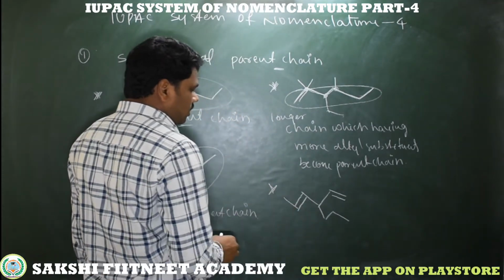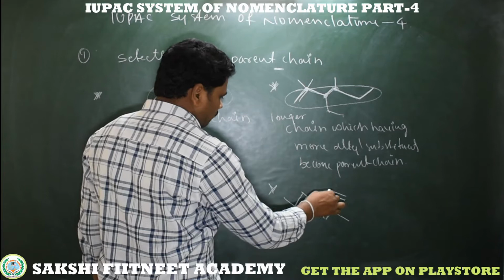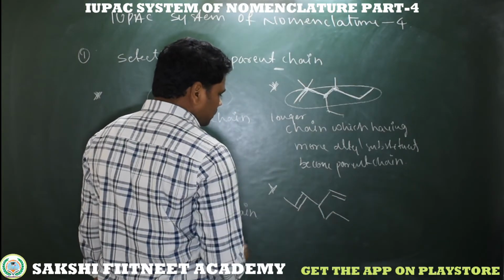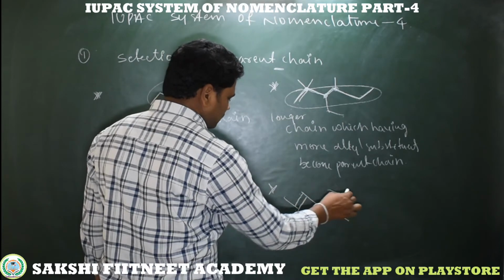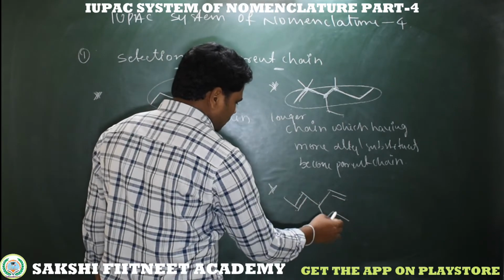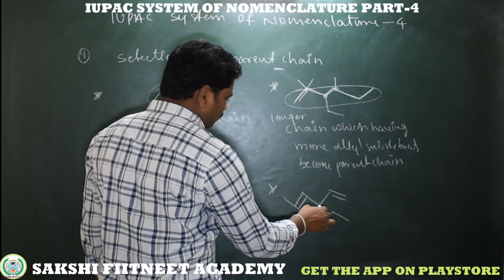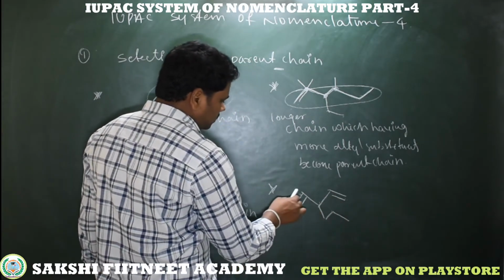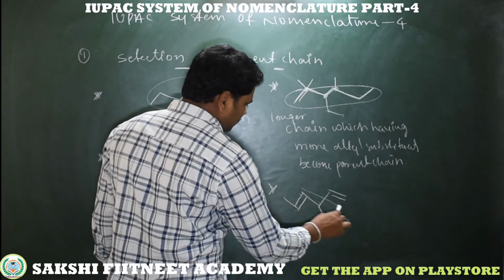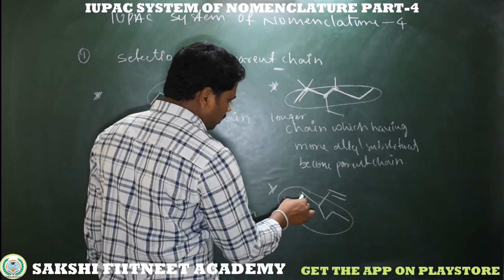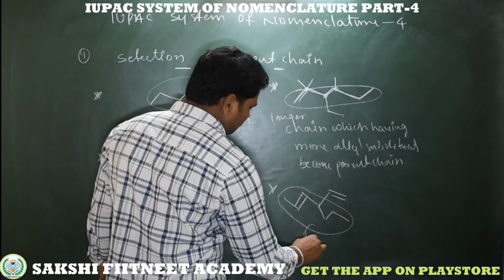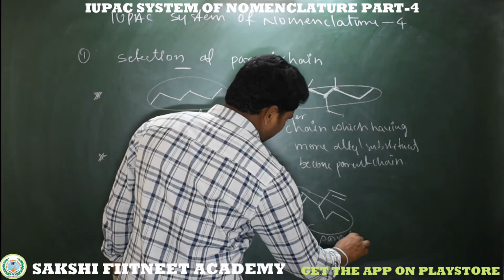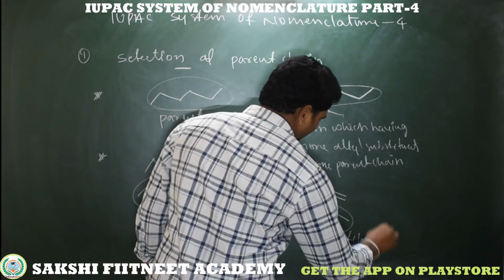See here, this is a compound: 1 2 3 4 5 6, 1 2 3 4 5 6. So here both the systems have 1 2 3 4 5 6, and here 1 2 3 4 5 6 7. See here, this system is longer, so this becomes the parent chain: 1 2 3 4 5 6 7. This becomes the parent chain because 7 carbons are there.